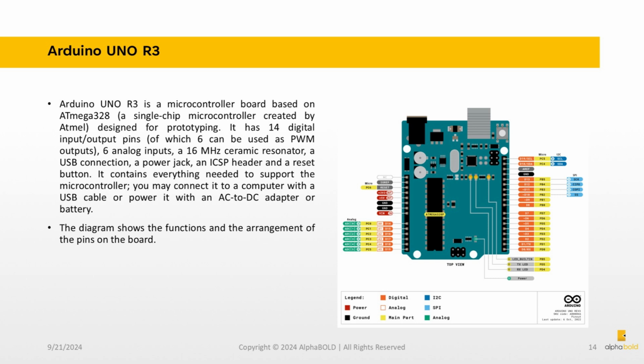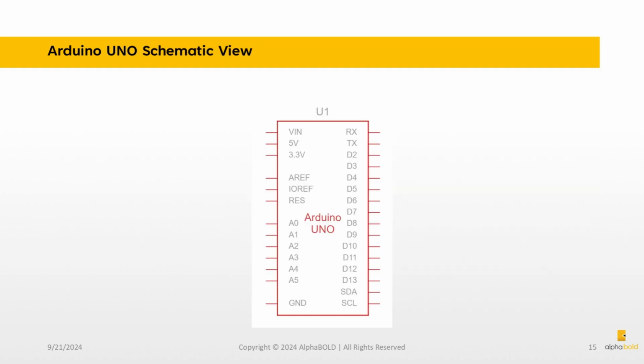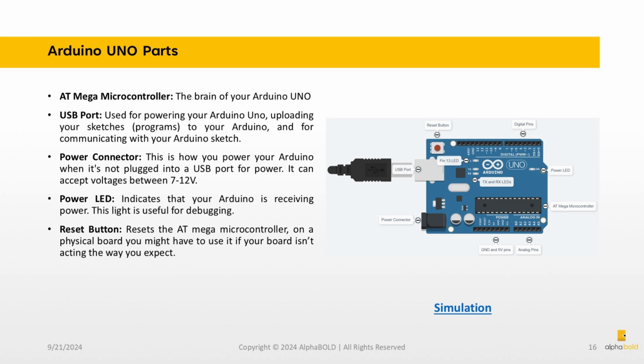The diagram shows the functions and the arrangement of the pins on the board. You can view the Arduino Uno schematic here. Arduino Uno parts. ATmega microcontroller: the brain of your Arduino Uno.